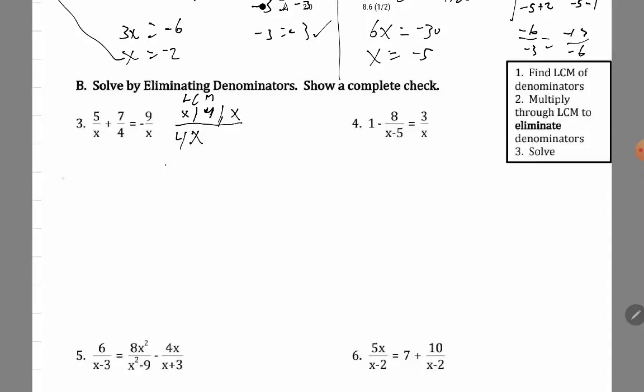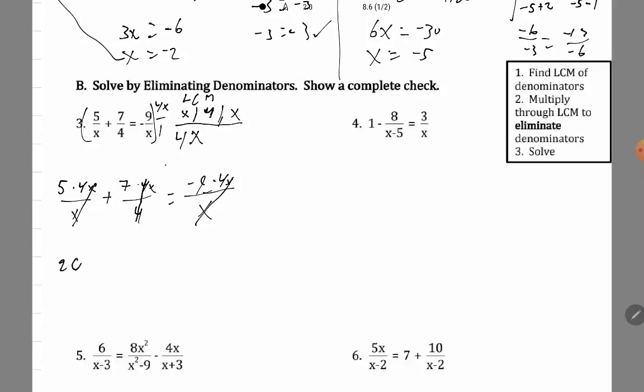So what's happening here is I'm going to multiply the entire equation by 4x over 1. So I'm going to have 5 times 4x over x plus 7 times 4x over 4 equals negative 9 times 4x over x. So this 4 gets canceled out here, this x cancels out, and that x cancels out.